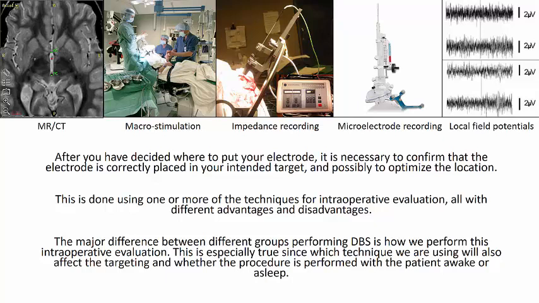After you have decided where to put your electrode, it is necessary to confirm that the electrode is correctly placed in your intended target and possibly to optimize the location. This is done using one or more of the techniques for intraoperative evaluation, all with different advantages and disadvantages.